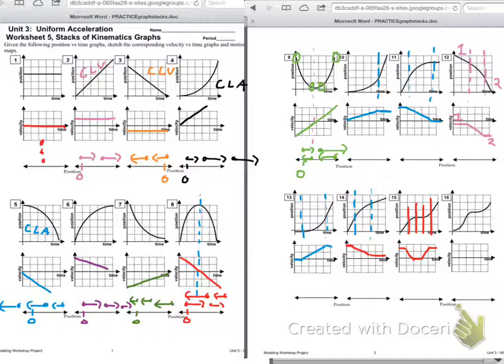And then number 16, we can break down into 4 different pieces. So for about the first second and a half here, we have linear velocity, or we have linear acceleration, I'm sorry. And then we head into another linear acceleration. And then we have a constant velocity, and then a linear acceleration.